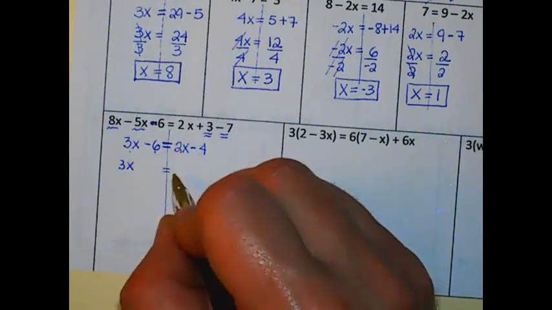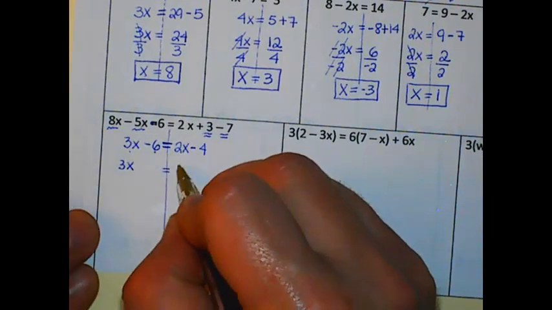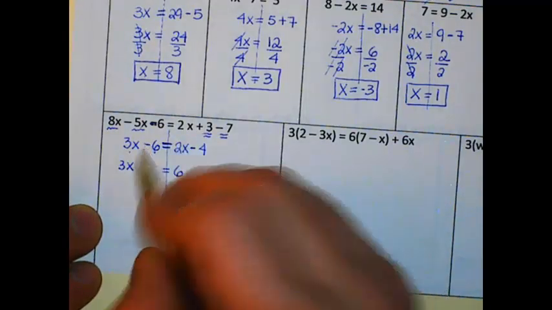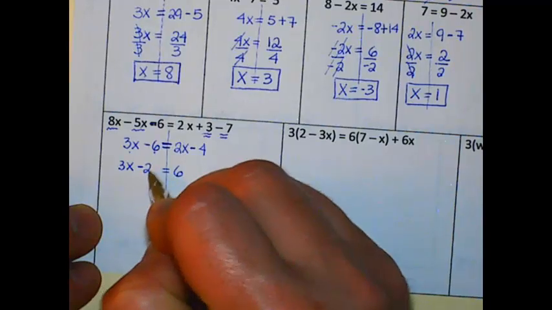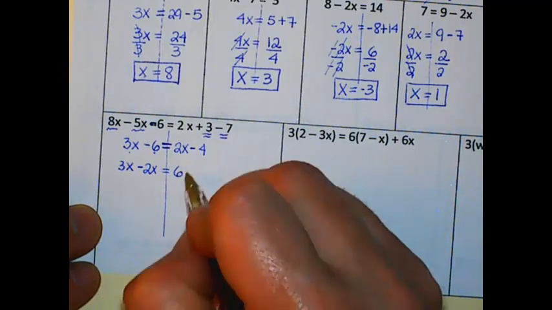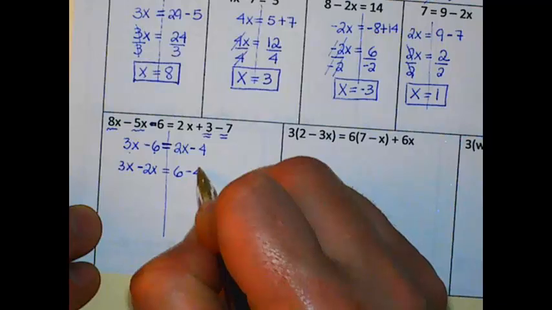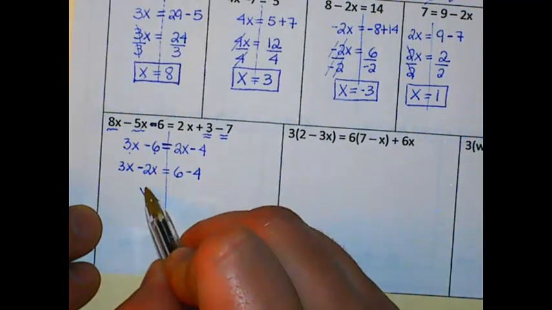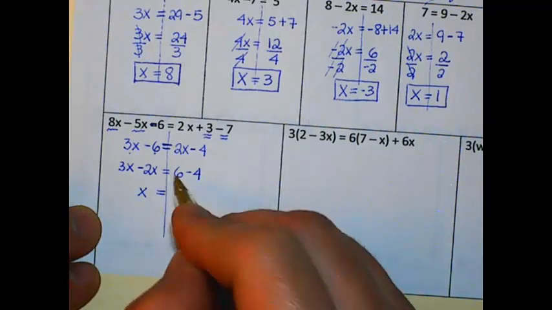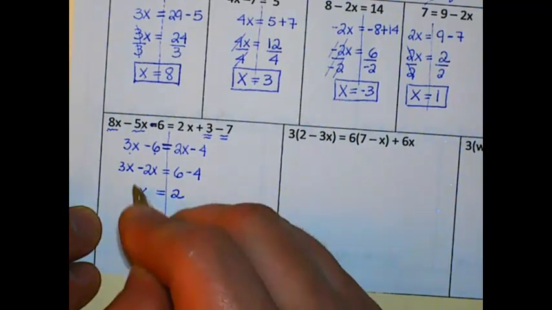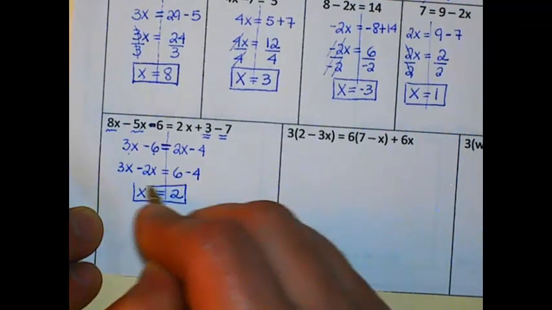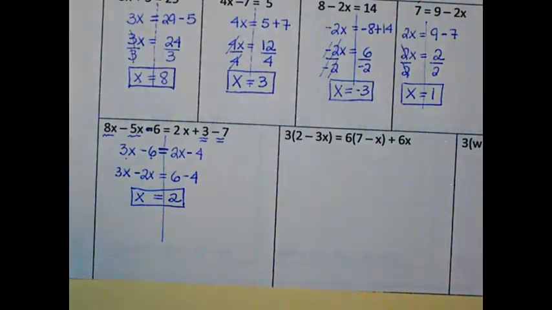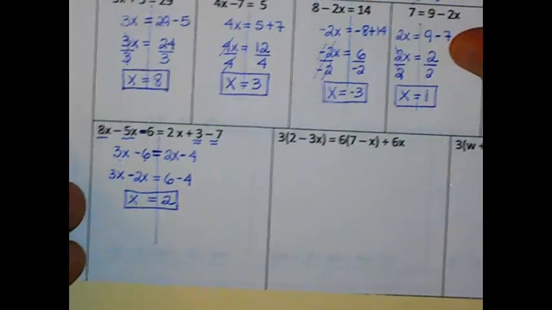So it goes to the other side, so it becomes positive 6. The 2x, it has an x, so it goes to the other side, so it becomes negative 2x. And the negative 4 is in the right place, so just bring it down. 3x minus 2x is 1x, or just x. And 6 minus 4 is 2. So that's our answer right there. Okay? Alright, very well. Let's go on to the next problem.